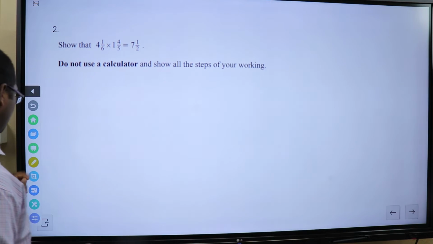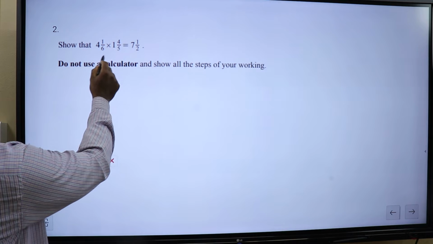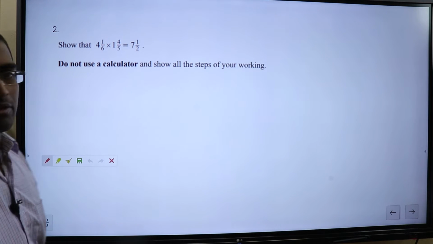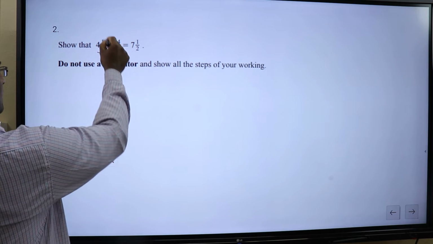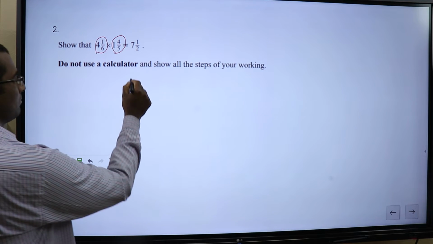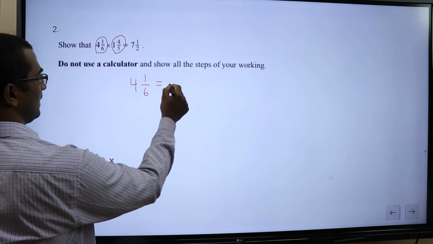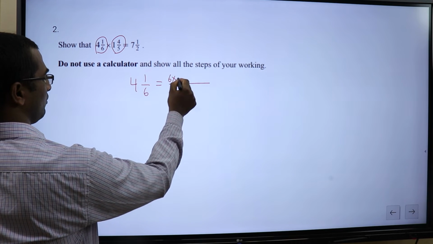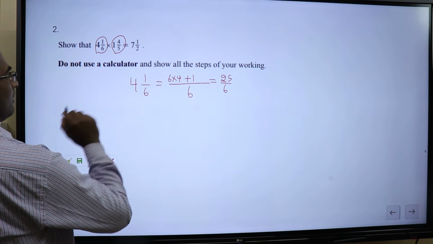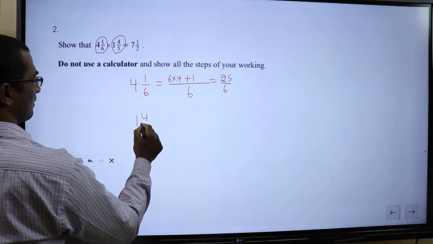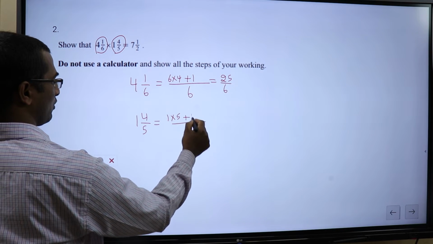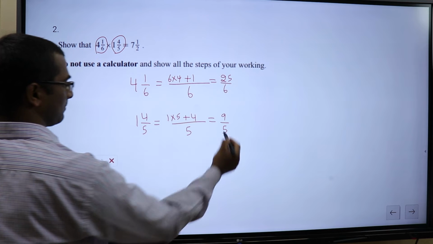Look at question 2. Show that 4 1/6 × 1 4/5 is equal to 7 1/2. Do not use a calculator and show all the steps of your working. These need to be converted into improper fractions. How much will that become? 4 1/6 is nothing but 6 here, and here 6 × 4 + 1, that is equal to 25/6. And for 1 4/5, how much will I get? It is equal to 5 in the denominator, and here 1 × 5 + 4, that is equal to 9/5.